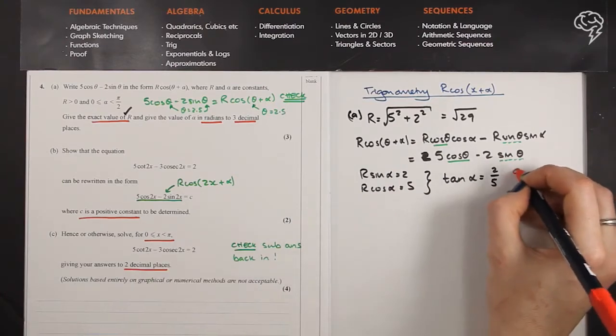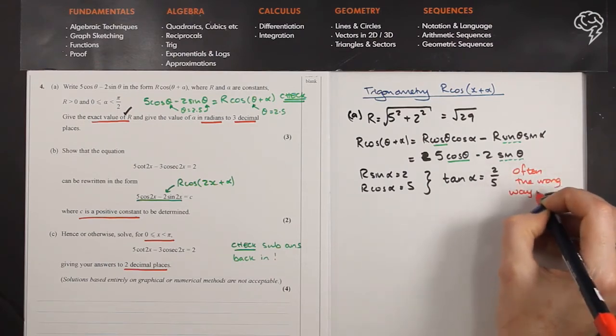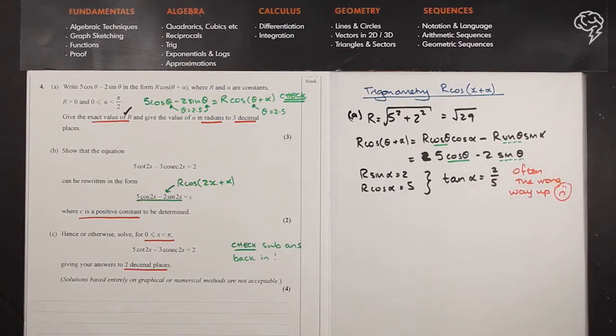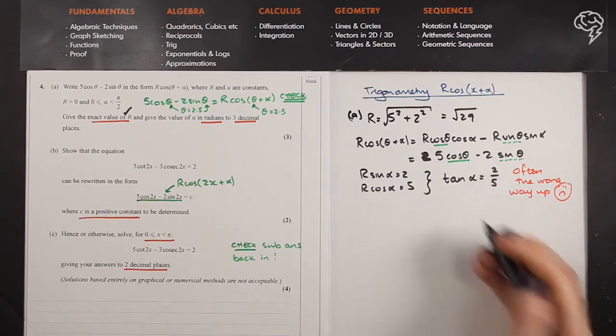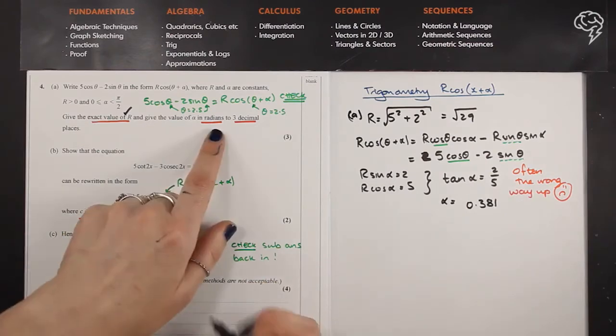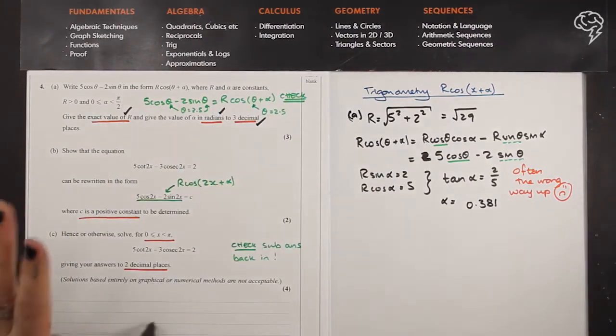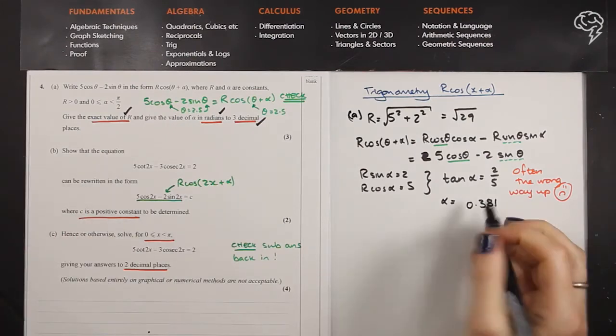Make sure this is the right way up. It's often the wrong way up in exams. Students often have this the wrong way up. Okay, I've given my value of alpha in radians. I've given it to 3 decimal places. Well done me. I've also drawn all over my hand.